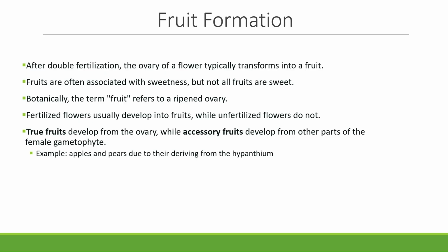True fruits develop strictly from the ovary wall. We saw how apples and pears from the Rosaceae family have a large portion of their flesh that develops from the hypanthium. So they would be considered an accessory fruit because this doesn't come from the ovary itself.